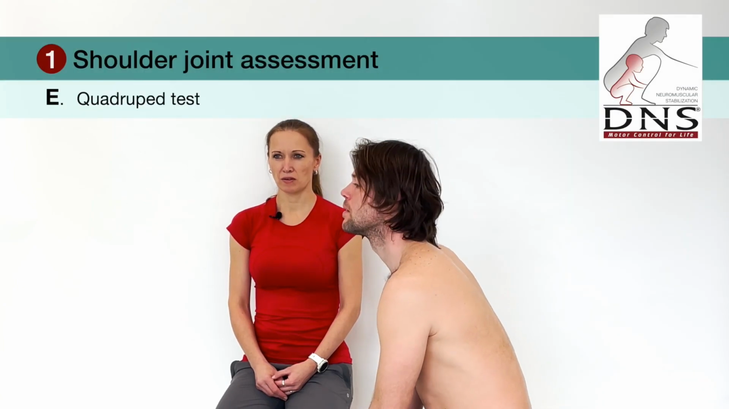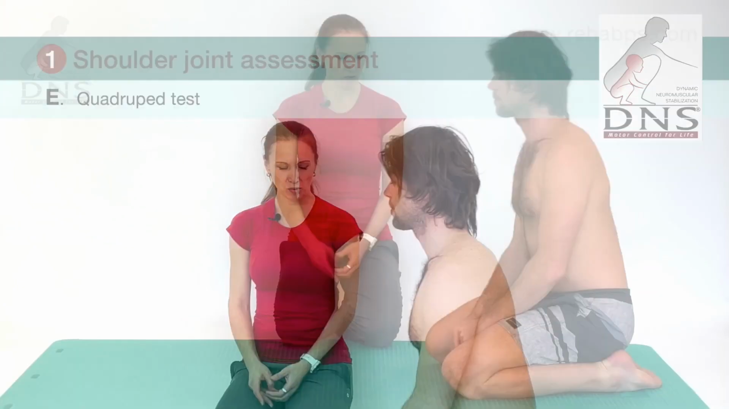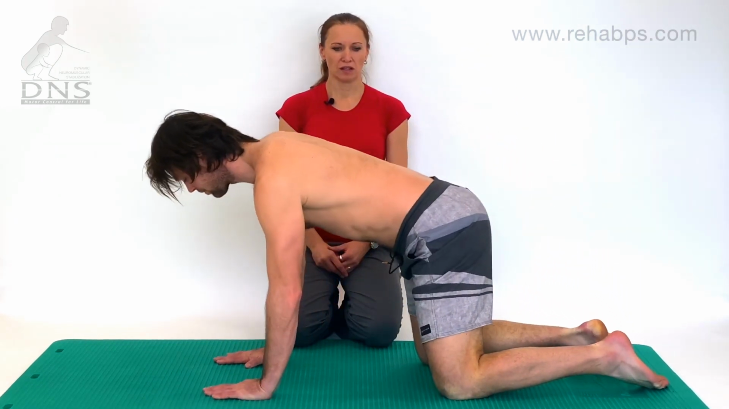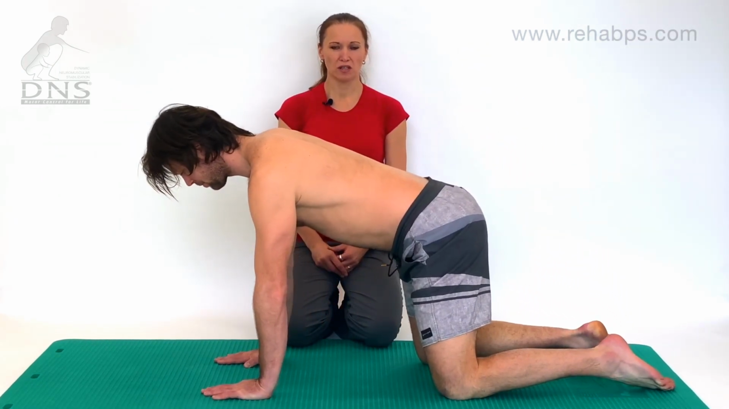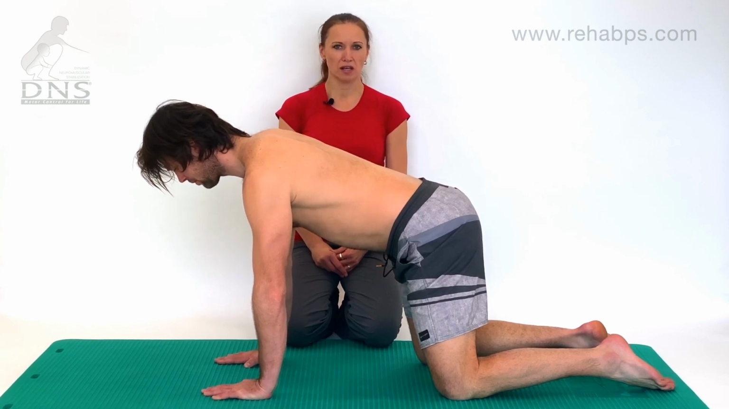We assess the shoulder girdle in the closed kinematic chain in quadruped position. Please come into all fours position on the mat. In this initial posture, assess the position of shoulder blades, hands, the entire arm, spine, chest, and pelvis.